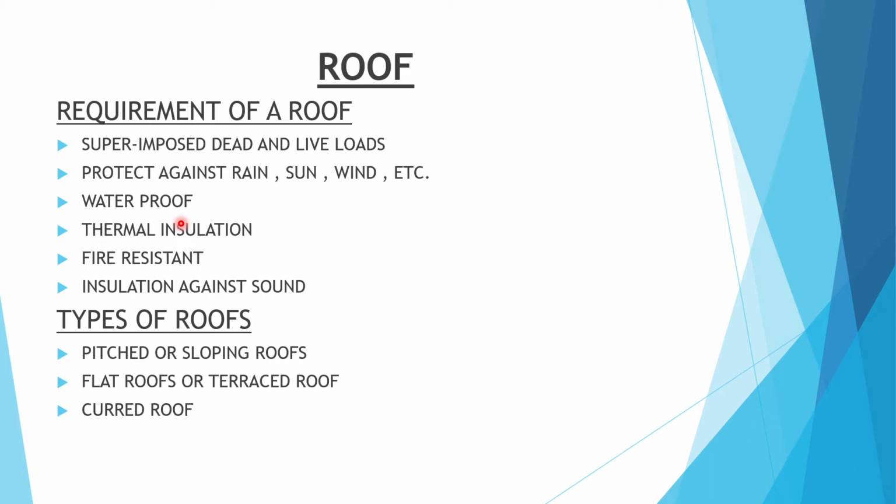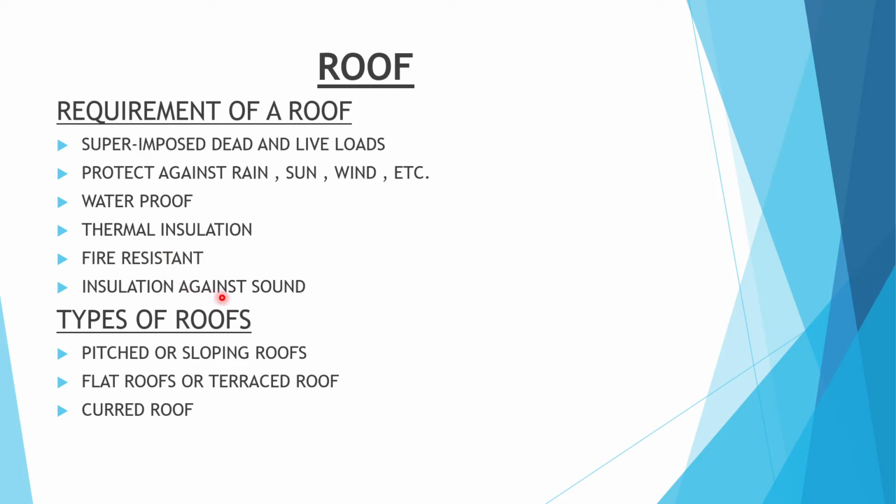Next, the fourth requirement is it should provide adequate thermal insulation. Fifth requirement is it should be fire resistant. Next, the sixth requirement, it should provide adequate insulation against sound. These are all the main six requirements of a roof.